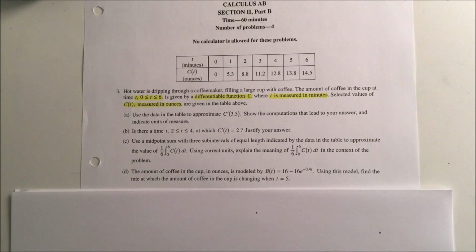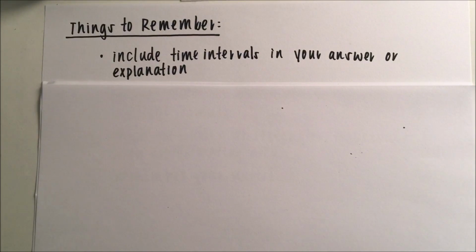In this problem, each part of the question is fairly easy: average rate of change, mean value theorem, approximating area using rectangles, and taking the derivative with the chain rule. So while doing this problem, you should watch the time and relax. Some things to remember include, if a question asks you something on a time interval from A to B, always include the time interval in your answer or explanation.